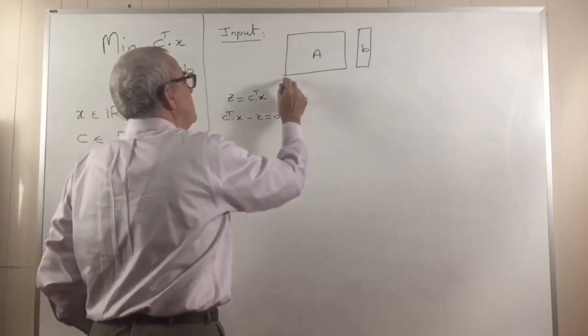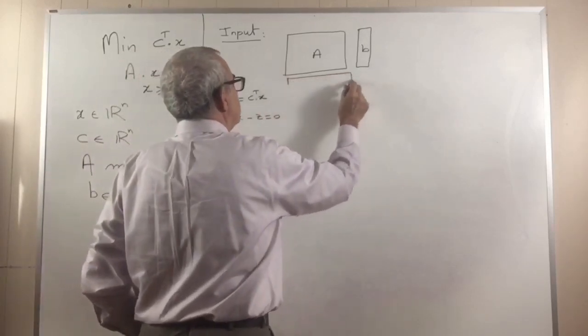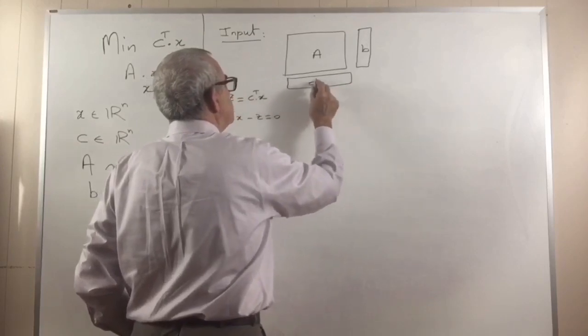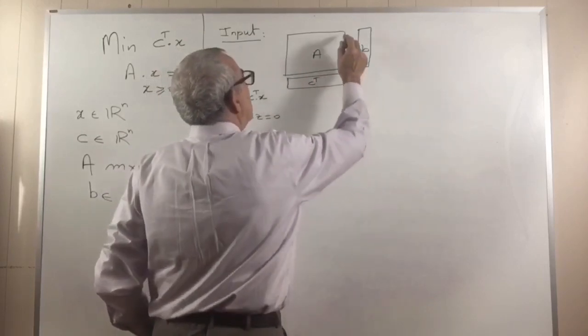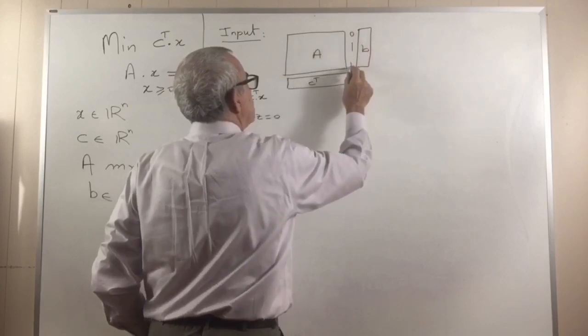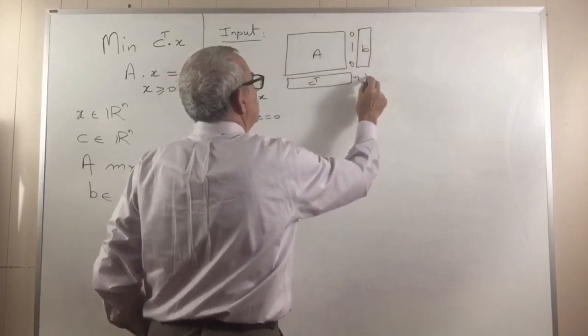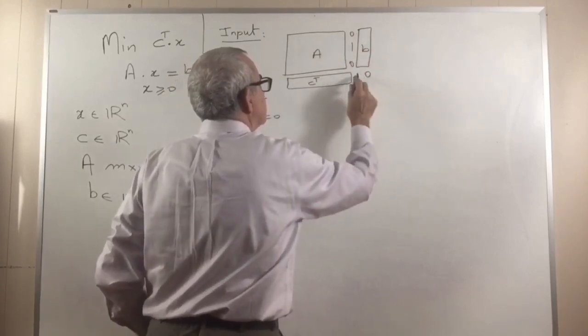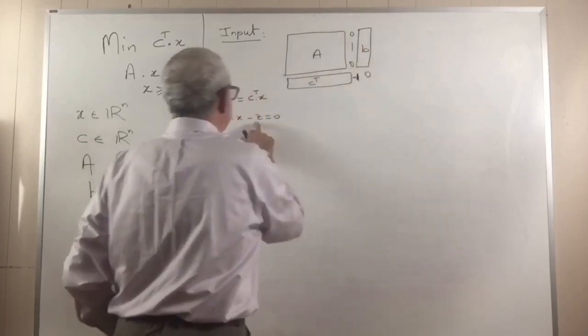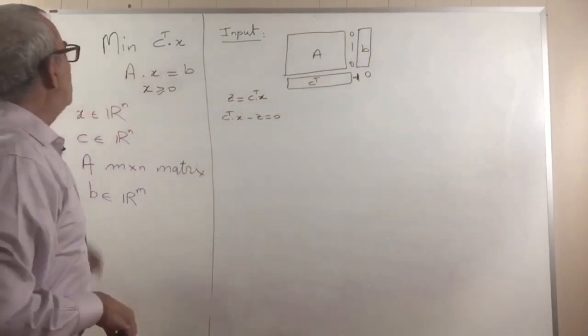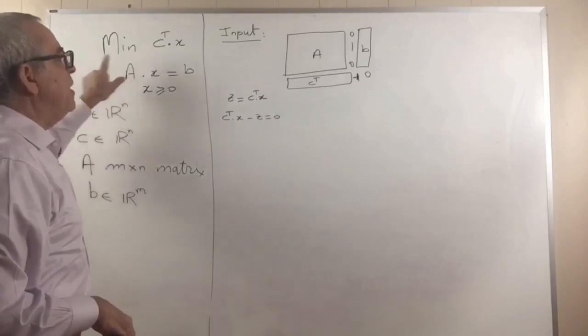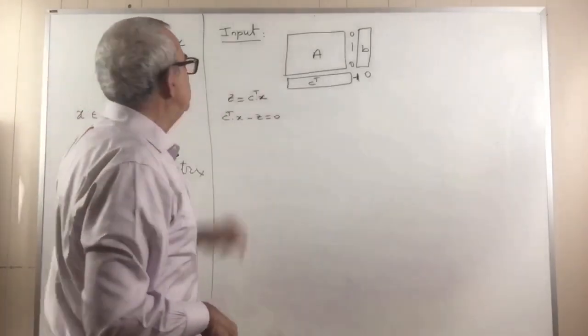So in here, I'm going to add another equation. Here, C transpose, and here we'll have 0, 0, minus 1, and 0. This column corresponds to this Z variable. So I represent this linear program by a system of equations.